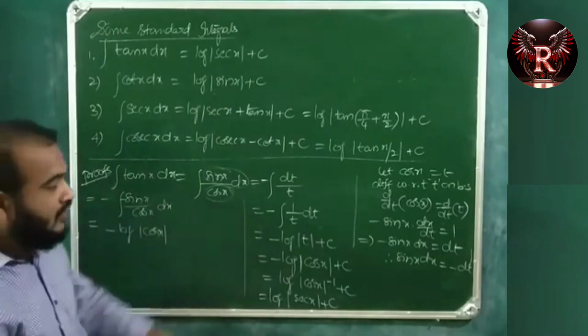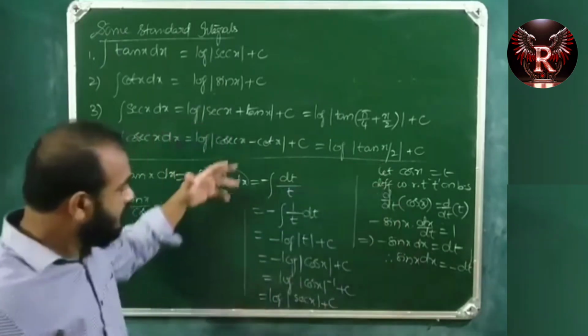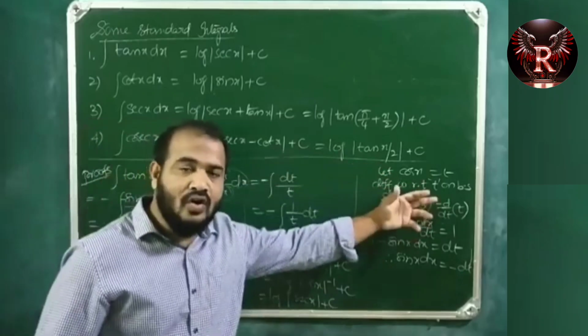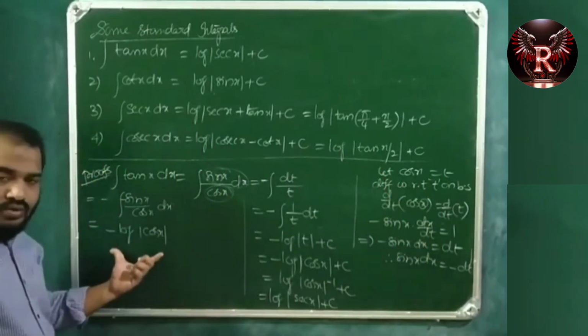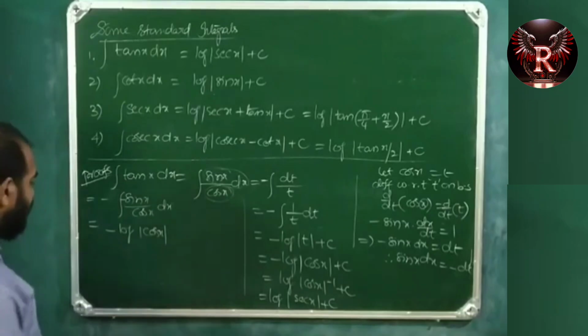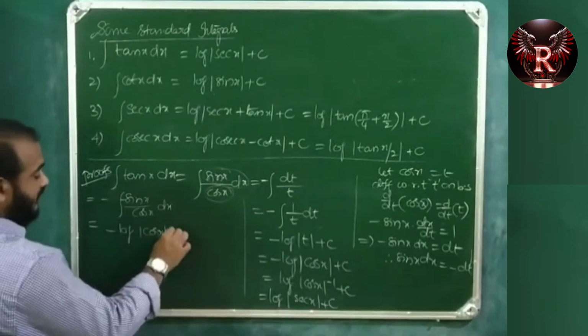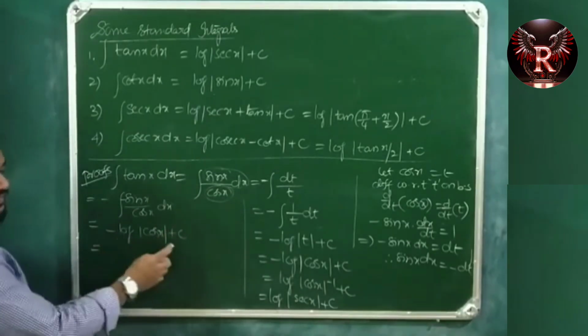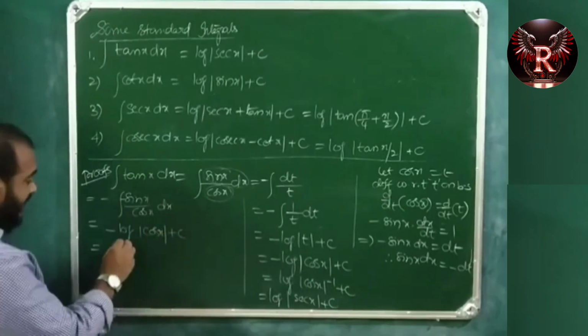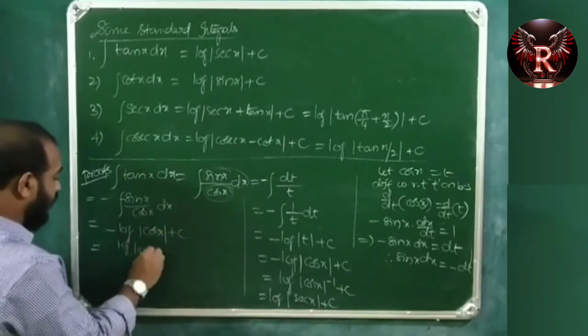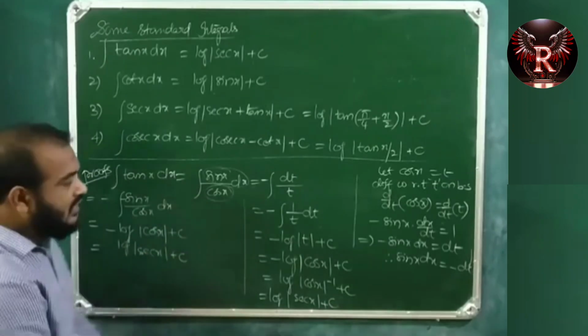Did I tell you? So all this process is not needed. So directly we can arrive at the final answer here. So minus log cos x plus c. So this is again log cos x inverse. So log 1 by cos x, log secant x. So in this way, this is the conventional method.